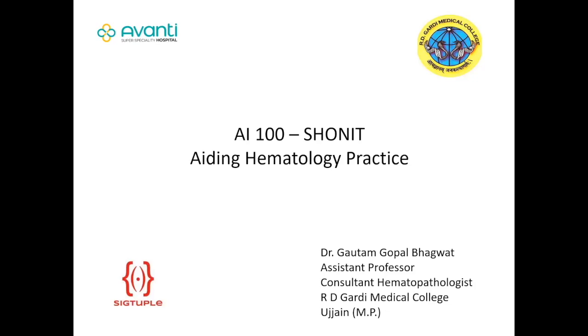I'll just go through the journey of why digital microscopy is important from my perspective, and what exactly we did at Suraksha Diagnostic Center, where we had this SigTuple AI100 kept with us for validation. I was fortunate enough to have another digital microscope, a digital morphology analyzer, with me, so we compared the results, and we did a lot of validation with this.